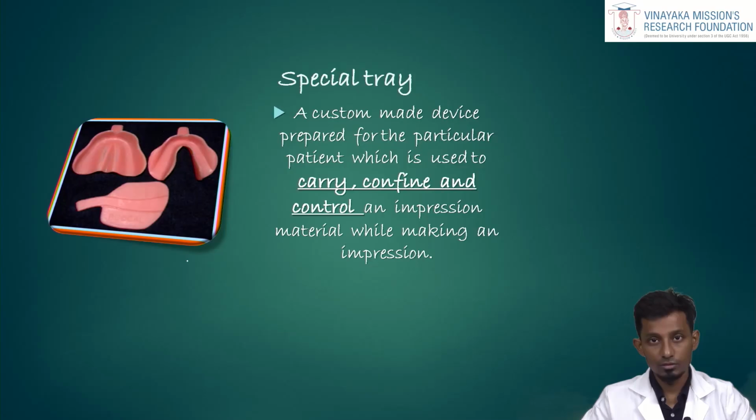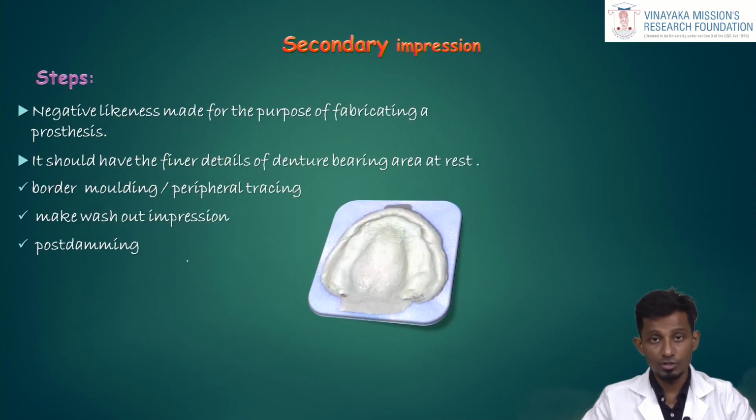Now using this primary cast, a special tray is fabricated. The special tray is a custom made device prepared for a particular patient, which is used to carry, confine and control an impression material while making an impression. These special trays are also called custom trays because they are custom made for every specific patient. Using this special tray, we are going to take the secondary impression. This secondary impression will be the final impression, using which a master cast will be poured, on which we will be fabricating the complete denture.